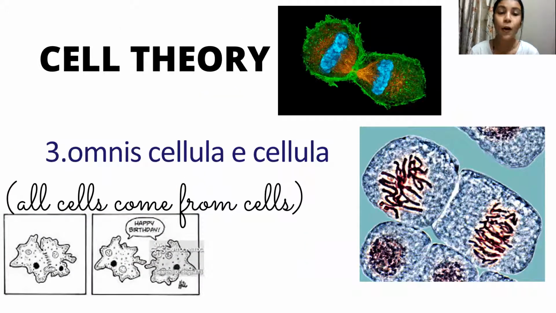The third statement is omnis cellula e cellula, which means all cells come from cells. That means every cell that we see arises from a cell and gives rise to another cell. So every cell that we see has its origin from another cell. Here we see a picture of binary fission, which I'm going to come to later on. But here we can understand that cells always give rise to other cells. So these three statements eventually gave way to the cell being recognized as a basic unit, a structural unit, and a functional unit of life.